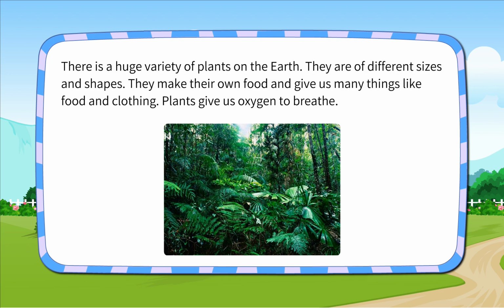There is a huge variety of plants on the earth. They are of different sizes and shapes. They make their own food and give us many things like food and clothing. Plants give us oxygen to breathe.